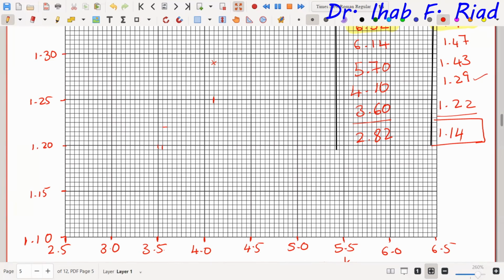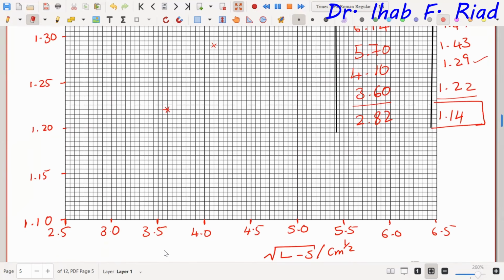So it is here. Okay. Now we go for the last one: 1.14, 2.82, and 2.14. So this is 2.8, and this is 2.85. So it is in between, right? Something like here. And we have 1.14, so 1.14 is here. Can you see it?